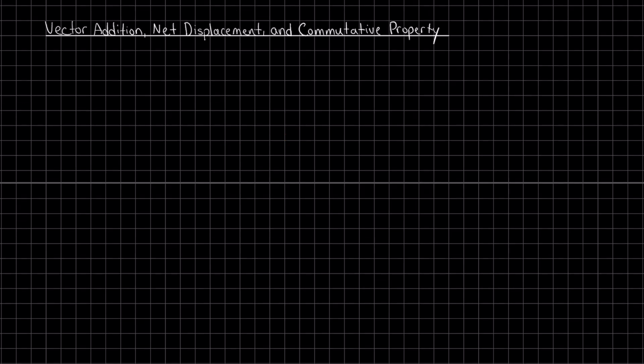Now let's talk about how we combine vectors. This is called vector addition. Imagine you walk 4 meters east, then 3 meters north. What is your net displacement? Let's draw this out.